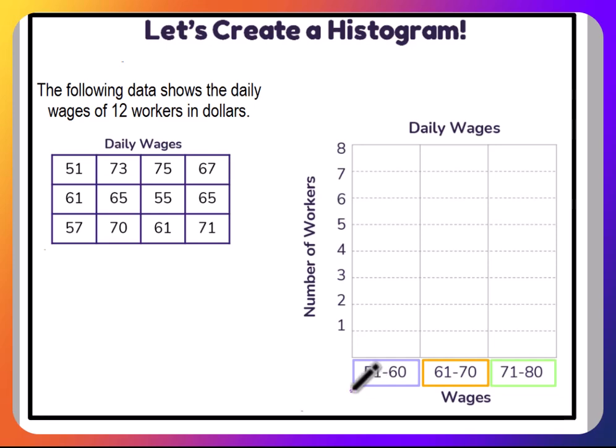So our first interval goes from 51 to 60. So we need to count how many workers get paid between $51 and $60. Well, there's one right here. I'm just going to cross it off, and we're going to 60, not 61.